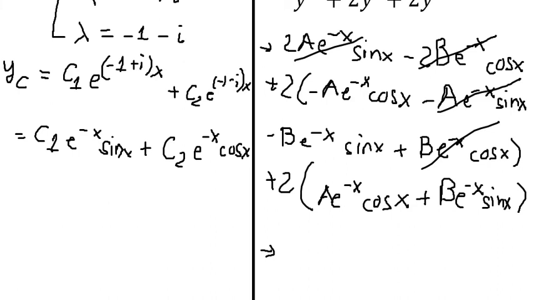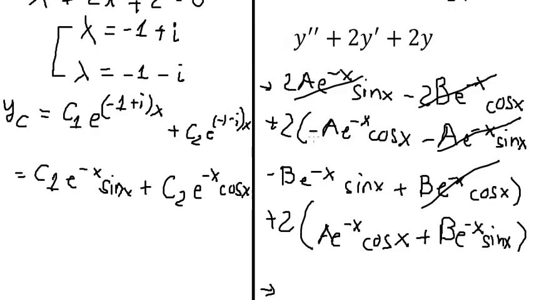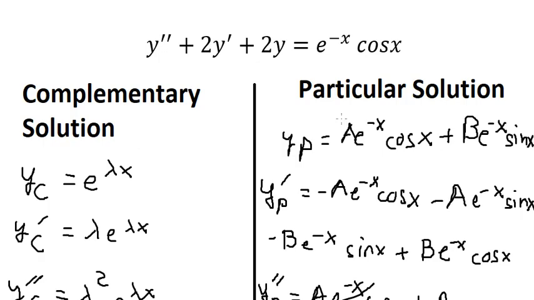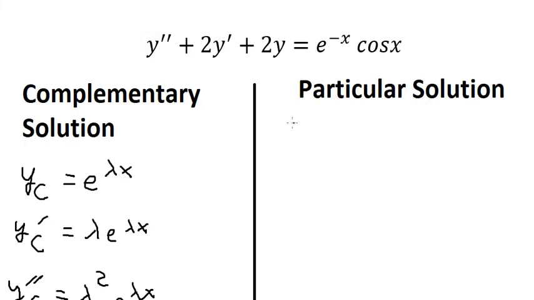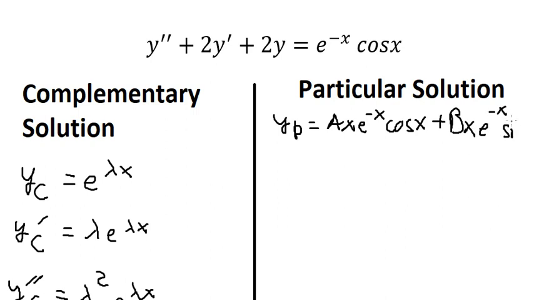And now, this one we see that 2 with negative ae to the power of negative s cosine s, this one with this one cancel. So for this situation, now we can put the new particular solution. So I will put yp equals as e to the power of negative s cosine s and bs e to the power of negative s sine s.